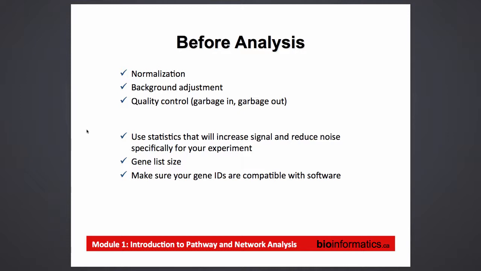So gene set size also matters. Personally, I find that there's a sweet spot from low hundreds up to 1,000. If your gene list is in the thousands, then maybe something's wrong, and you need to look at the gene list in a different way. Very small lists, like a dozen or dozens of genes, often don't result in high quality pathway analysis. And gene IDs need to be compatible with the software. This is a big problem because there are so many gene IDs and there are more and more coming out every day.